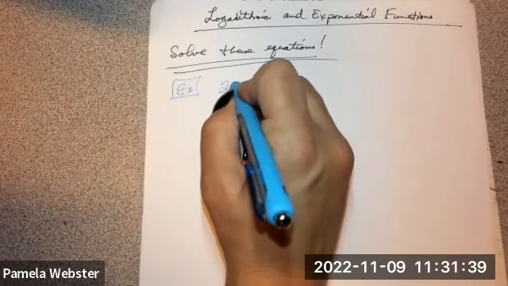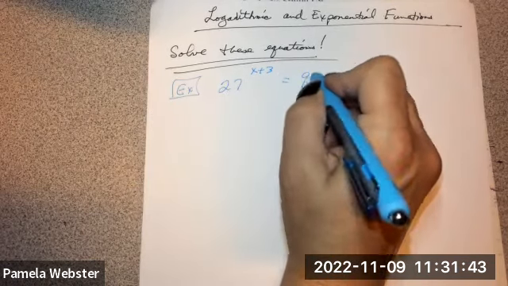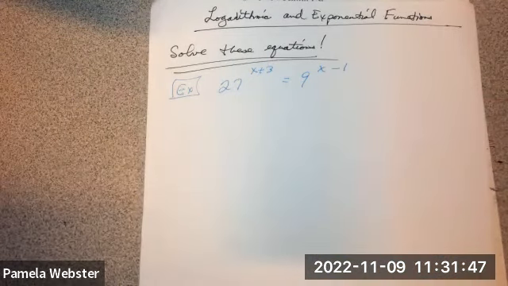So here's our example. 27 to the x plus 3 equals 9 to the x minus 1. Okay. All right, so if we remember the other day, we did some of these and we said, oh, I can look at 27 and I can say that's 3 times 3 times 3.